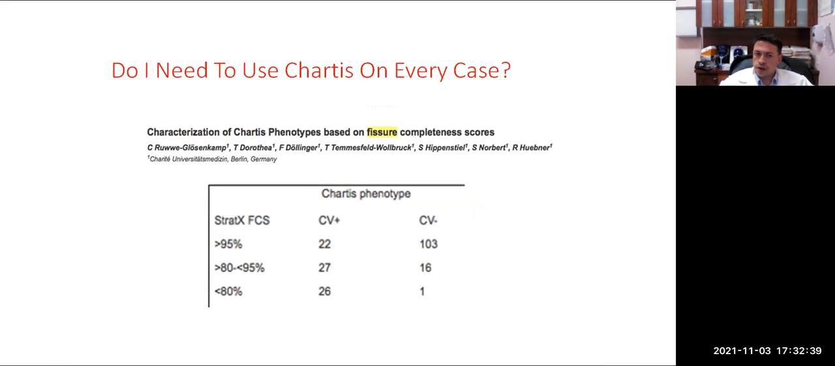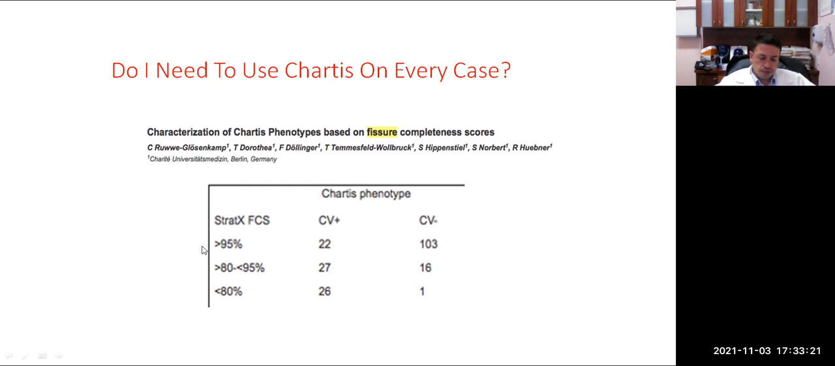So here's a very nice study out of Germany that looked at over 100 patients, and they looked at who has complete fissure, defined as more than 95% complete. Then you bronchoscope all these patients and do a Chartis. This is actually quite incredible: almost 20% of patients who were more than 95% complete on a CAT scan actually had positive collateral ventilation. So if you treated all these patients, 20% of your patients will have no atelectasis. And those numbers evolve as you go down.